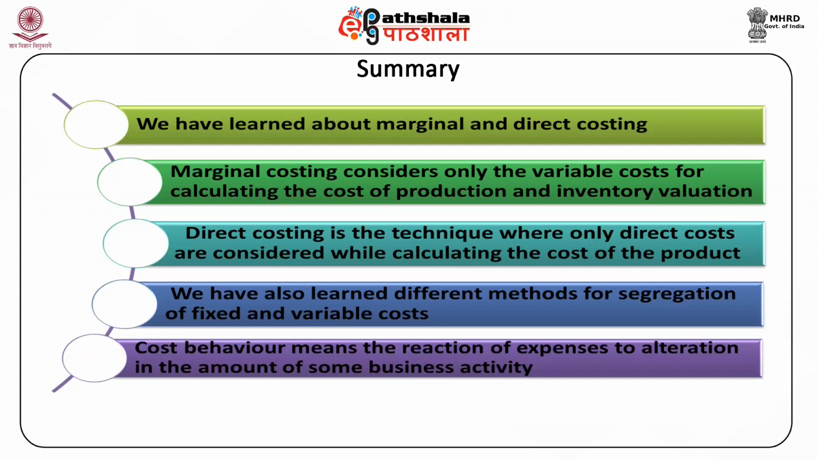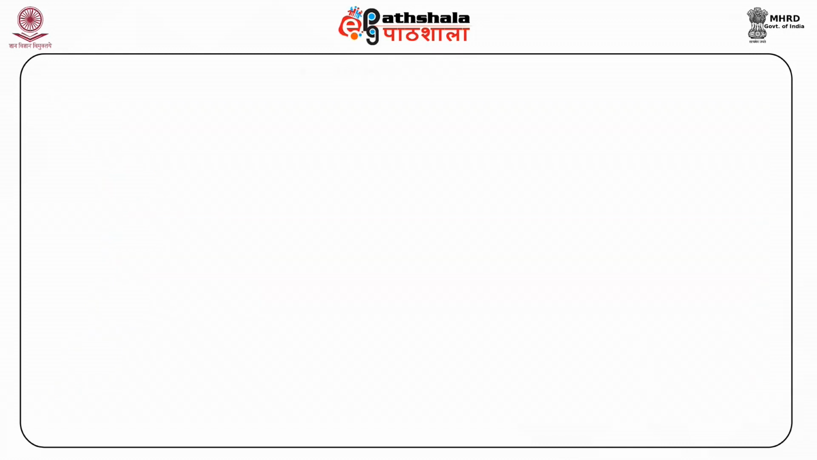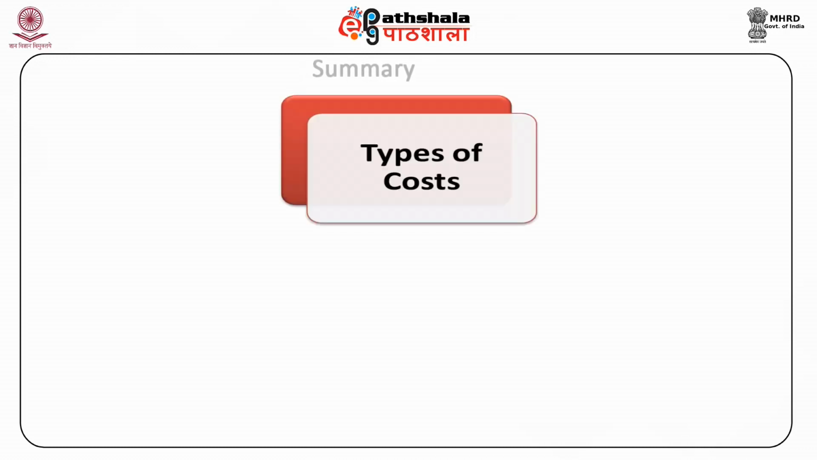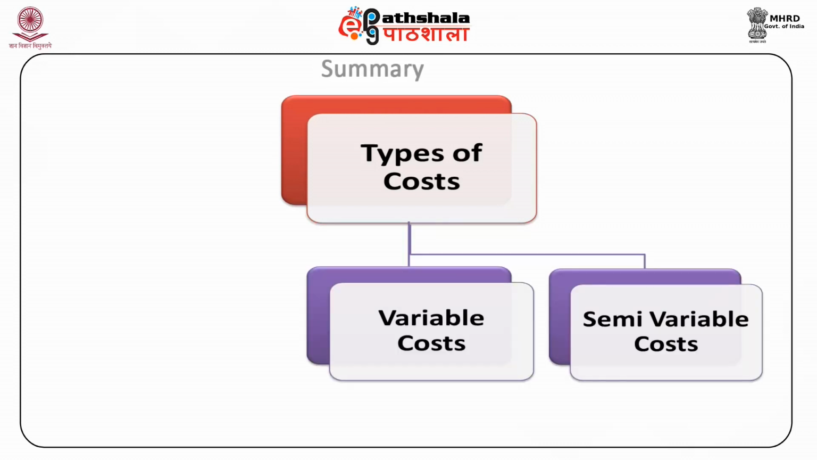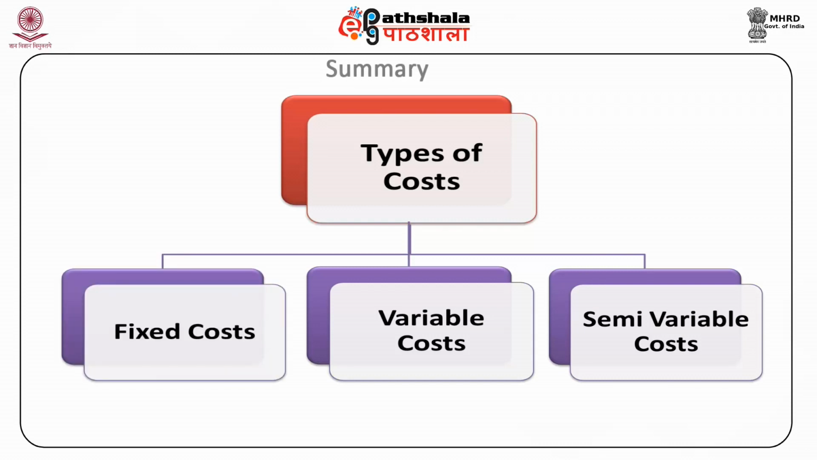Cost behavior means the reaction of expenses to alteration in the amount of some business activity. In simple words, how cost is changing when there is some change in the output. In the short term, we have three different kinds of costs, namely variable, semi-variable, and fixed cost. The definition of a fixed cost is one which does not vary in total when the level of output by the business does vary.